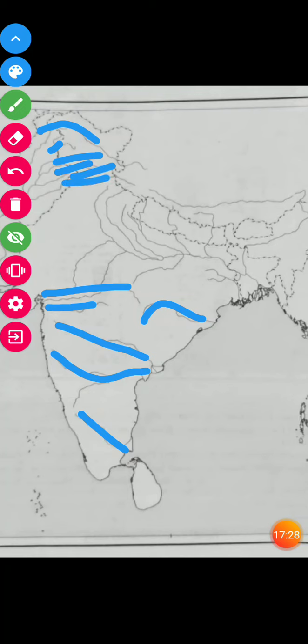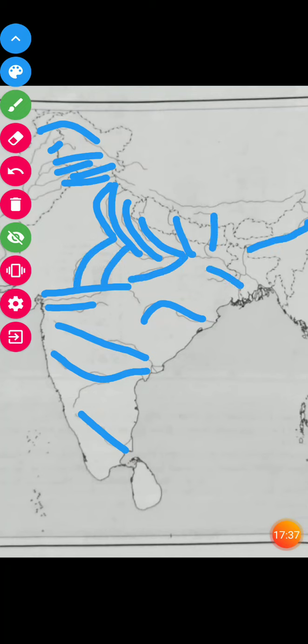Ravi, Byas and Satluj, Yamuna, Ganga, Gomti, Ghagra, Gandak and Kosi, Chambal, Betwa, Son, Damodar, Brahmaputra and this one Tungabhadra.